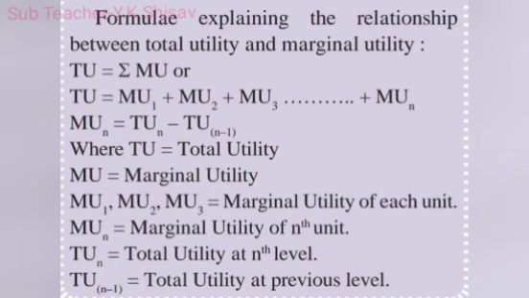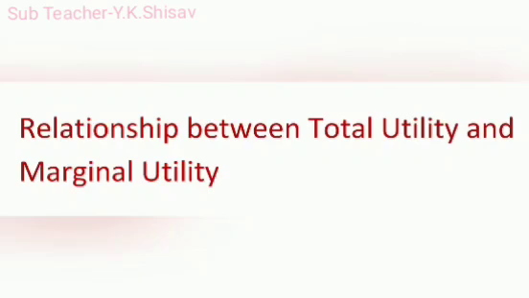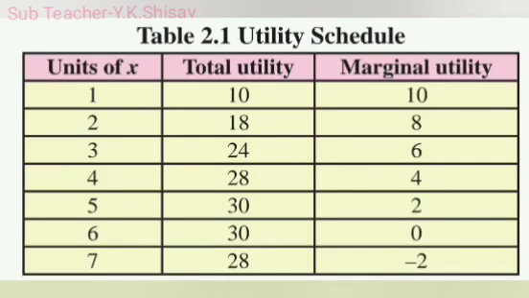Okay students, next topic, relationship between total utility and marginal utility. See, in the question: explain the relationship between total utility and marginal utility. Marginal utility derived from various units of a commodity and its total utility are interrelated. This can be easily followed from the hypothetical example given below.